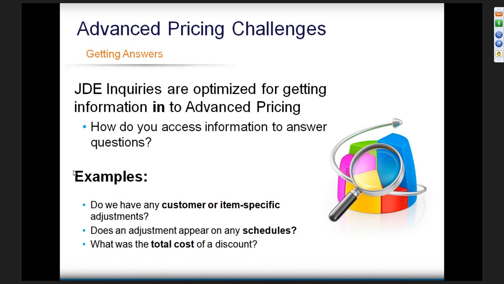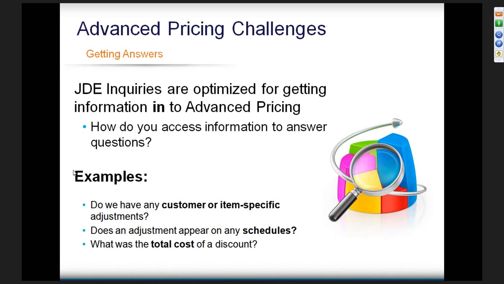Some examples of questions that you might want to ask of JD Edwards Advanced Pricing are, do we have any customer-specific adjustments for a particular customer? Do I have any item-specific adjustments? So I'm looking at a particular item. I want to know whether I've got any specific discounts that are applying to this item that exists in my system. It may not be that easy to get that answer without poking around and doing a fair amount of investigation work in advanced pricing.